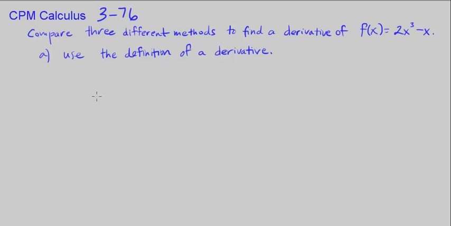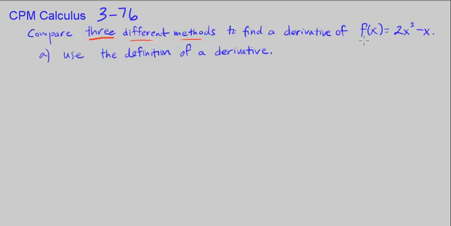This is CPM Calculus Chapter 3, number 76. So we want to compare the three different methods to find the derivative of f of x, which is defined as 2x cubed minus x. Okay, so we want to use the definition of a derivative for part A.